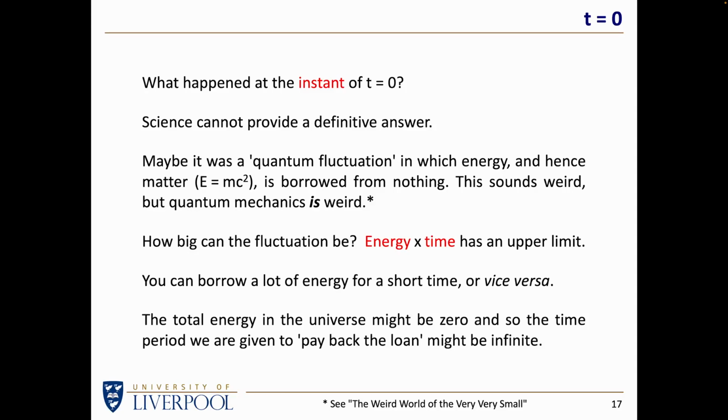So if the total energy of the universe is 0, maybe the length of time we have to pay back the loan is actually infinite, because we've actually borrowed a total of 0 amounts of energy. That almost certainly sounds like a cheat, and that's unfortunately the way quantum theory works a lot of the time. But remember, this is hypothesis. We do not know what happened at t equals 0.